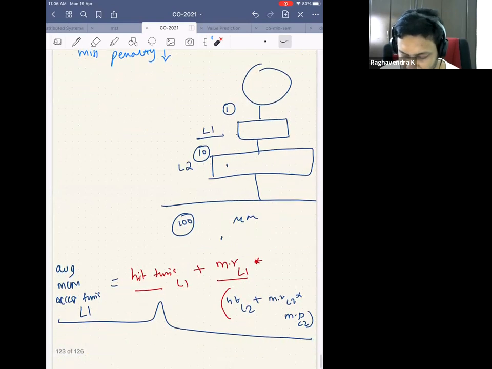So now the equation is no longer hit time plus miss rate into miss penalty. It's hit time of L1 plus miss rate of L1 into miss penalty of L1. Miss penalty of L1 is the number of cycles it takes to get data from the next level cache. So that is the hit time of L2 plus miss rate of L2 into miss penalty of L2. Miss penalty of L2 is, since it's connected to the main memory, the access time of the main memory. So that's the equation that we came up with. The one equation that you have to remember is average memory access time is equal to hit time plus miss rate into miss penalty.